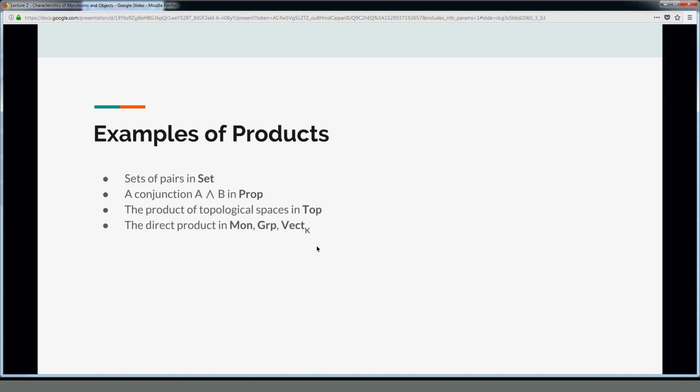Topological spaces, the product of topological spaces. And the type of pairs, obviously, that should make sense. We saw the product category already. And now, obviously, I mentioned all of these have terminal objects, so obviously all of these categories are Cartesian.